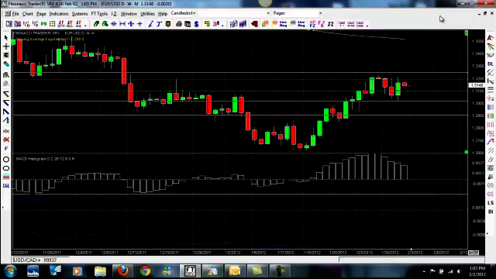Let's go look at one more chart. I'm not going to go over every single trade that we're doing because we have way too many, but let's look at one more.